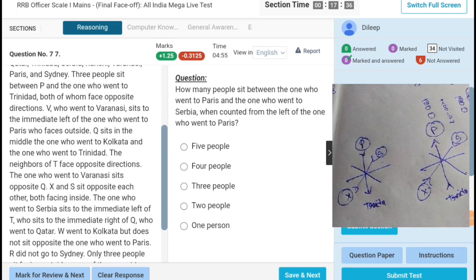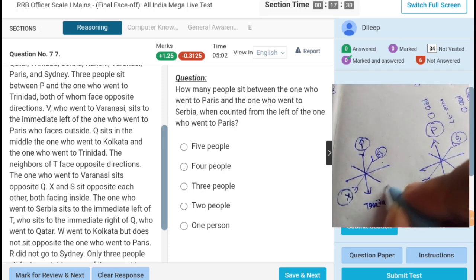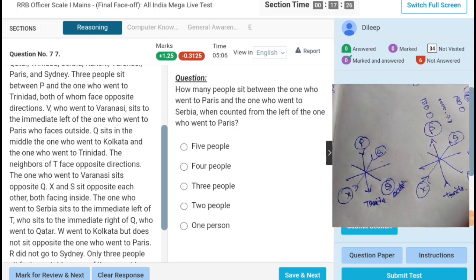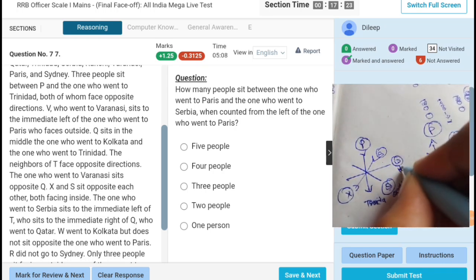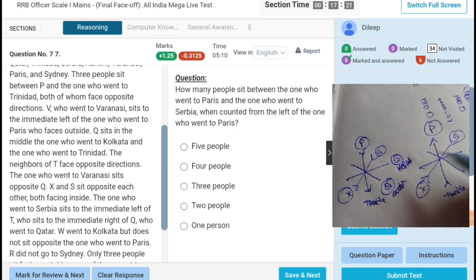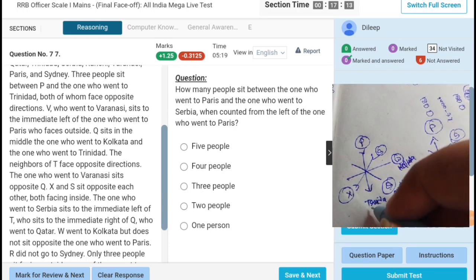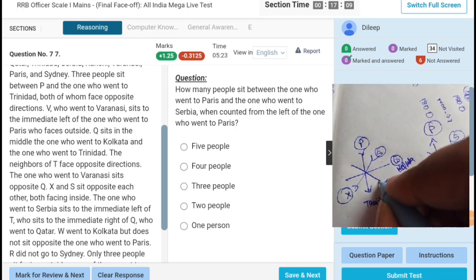Q sits in the middle of Kolkata and Trinidad. Kolkata, so W is Kolkata. Quetta. Kolkata, next. Serbia is immediate left of T. T is immediate right of Q.